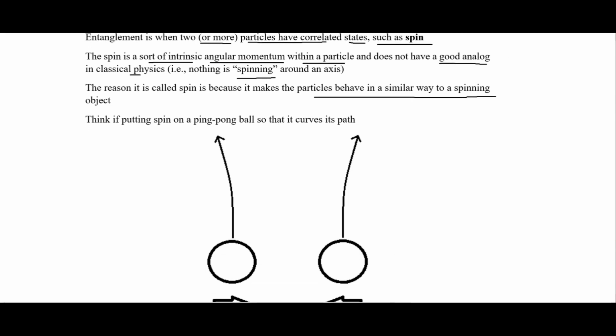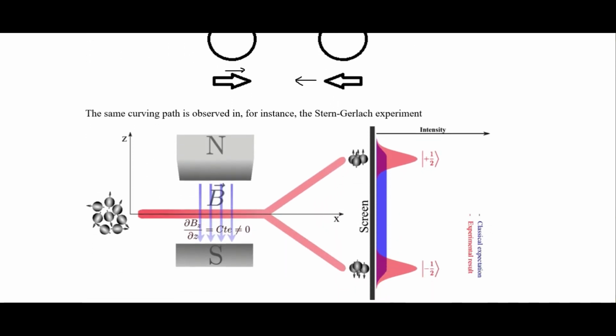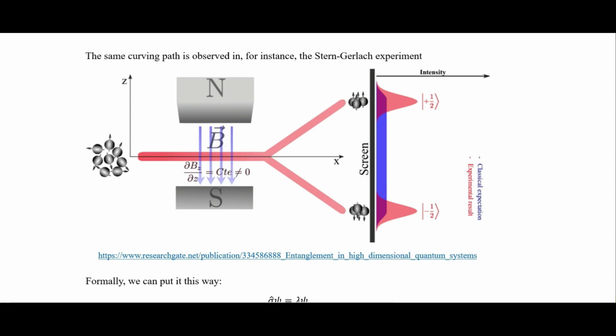If you've ever played ping pong or table tennis, you can move your paddle as you hit the ball and give it some spin that causes it to veer in one direction or the other. If you pull your paddle inward like this, it'll cause the ball to curve outward like that. And similarly, if you pull your paddle in this way while you hit it, it causes it to curve outward like that. So you can get these curving paths for the ping pong ball when you put spin on it. And we get the same sort of curving path observed when we look at spin.